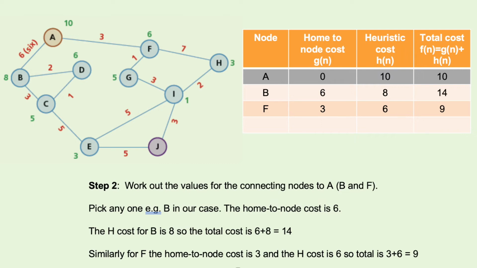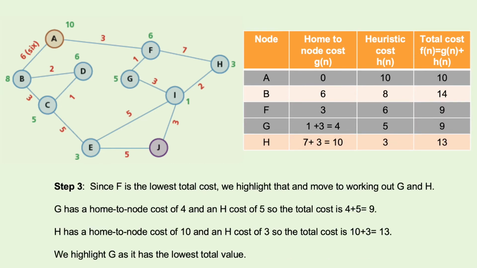Now you can pick whichever one you want to go with first, that doesn't matter. So B has a home to node cost of 6 from A, and the heuristic cost on top of that is 8. So the total cost is 8 plus 6, which is 14. Then we do the same thing for F. The cost between A and F is 3. The heuristic cost from F to the destination is 6. So the total cost is 3 plus 6, which is 9. Now since F is the lowest total cost out of those two, we highlight F.